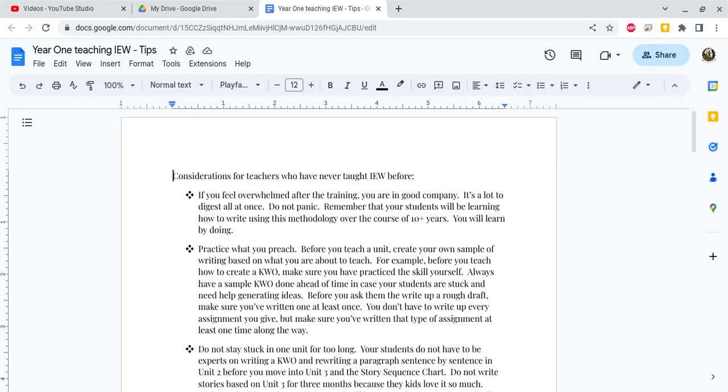You might feel a little overwhelmed after completing the training. It is a lot to learn all at once, but I don't want you to panic. Remember that your students will be using this method for a number of years. If they go all the way through St. Ignatius Chesterton Academy, they will be using this method for more than 10 years. So it's okay. You will learn so much by teaching it. So just relax, take a deep breath, and we're just going to jump in.